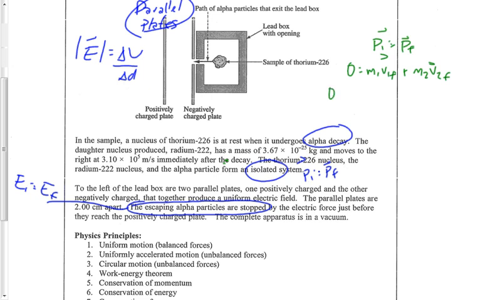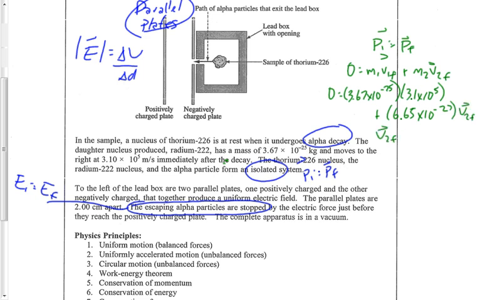So the mass one is the mass of the radium. Doesn't matter what the mass of the thorium is, we don't know what it is, because 0 times whatever the mass is, is 0. The mass of the radium after it decays, 3.67 times 10 to the minus 25, moves to the right at 3.1 times 10 to the 5, plus the mass of the alpha particle, 6.65 times 10 to the minus 27, times the final velocity of the alpha particle. So what have we just found here?